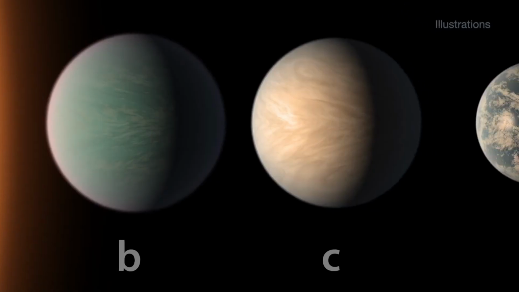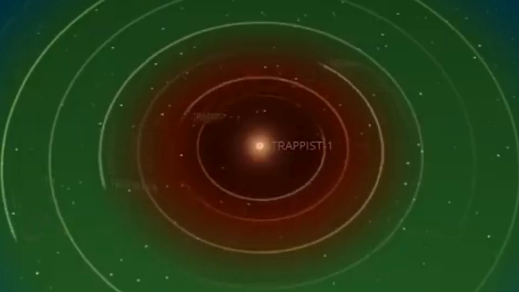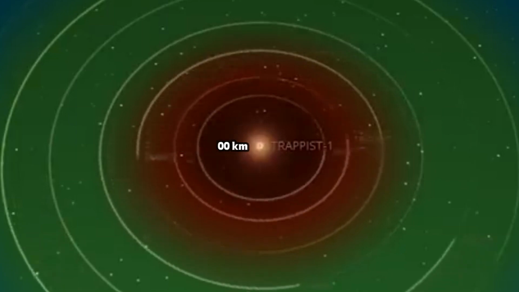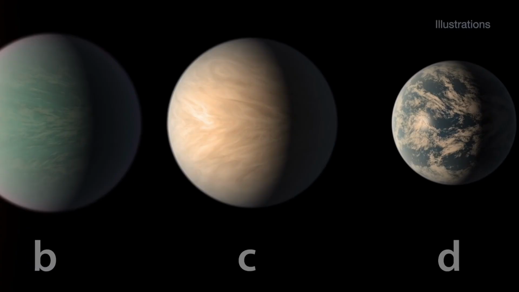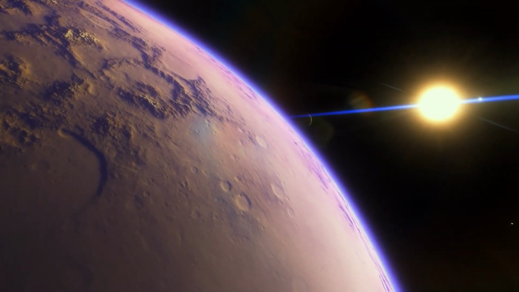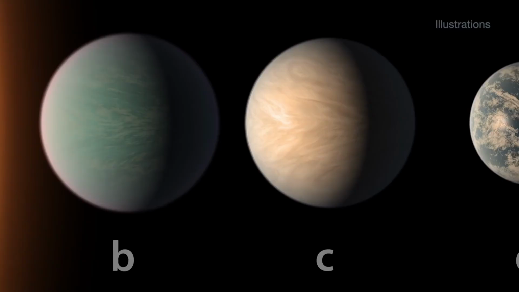The next planet is TRAPPIST-1c. And just like the first one, it's not very far from the host star, only 2.4 million kilometers. This is also a rocky planet. It's 20% bigger than Earth, and it also has more gravity. This planet also has a very thick CO2 atmosphere. Just like the first one, there's no life here either.